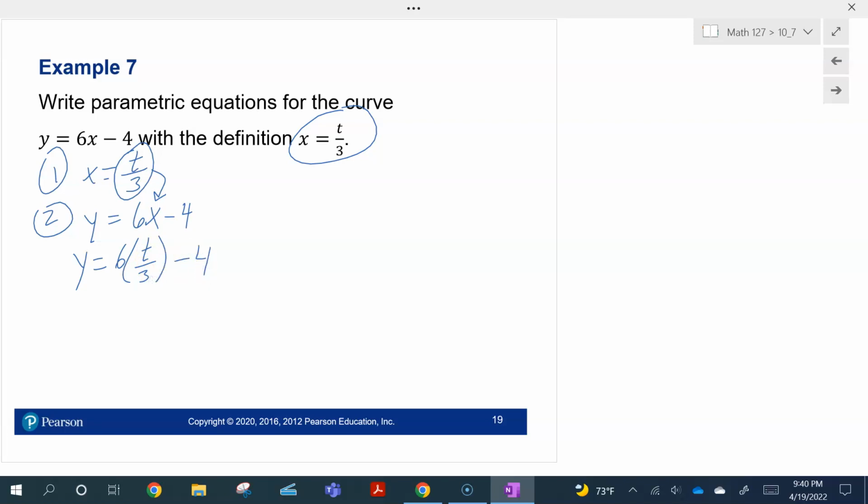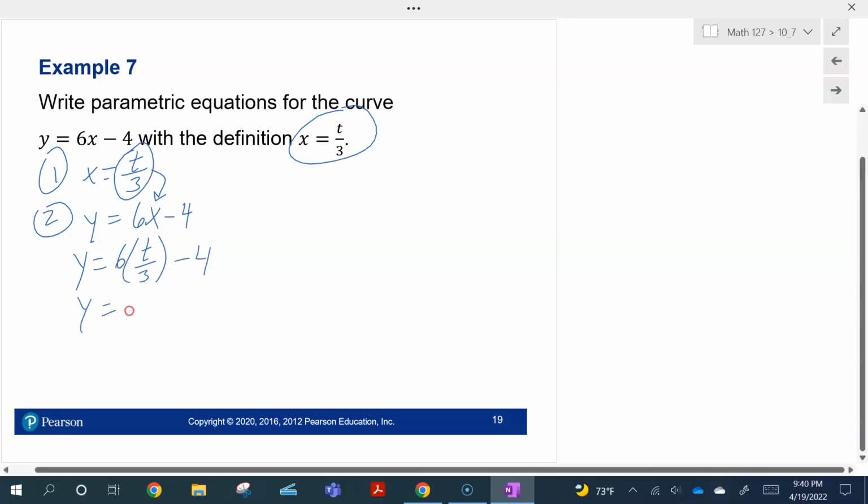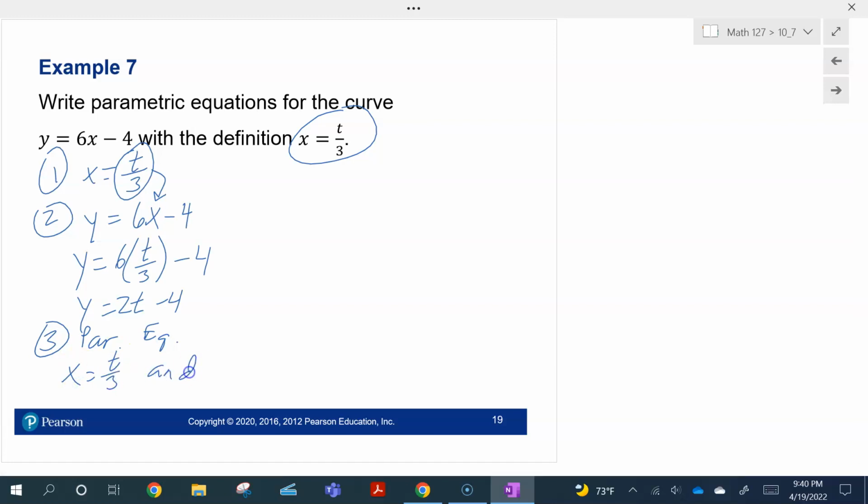So 6t over 3, in other words, 2t minus 4. 2t minus 4. So our parametric equations are x equals t over 3 and y equals 2t minus 4.